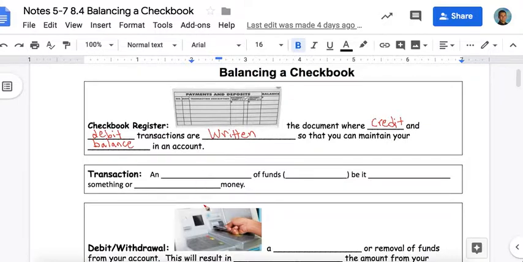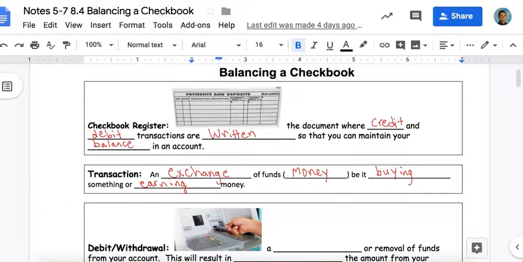So what is a transaction? A transaction is an exchange of funds, in other words, money, be it buying something or earning money. So anytime you earn money or buy something, this is considered a transaction.